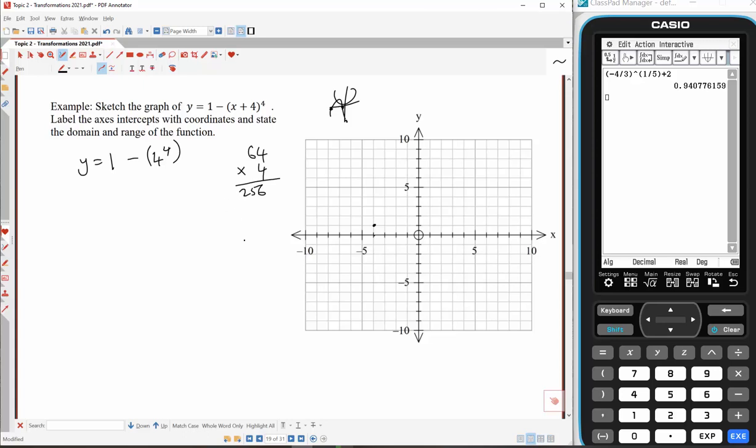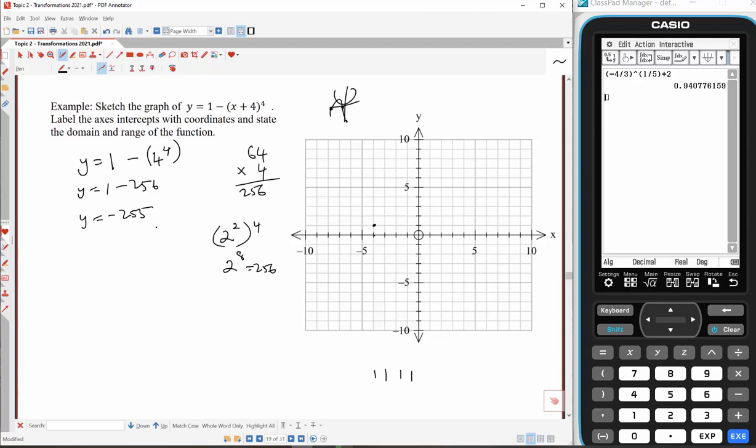Another one is rewrite 4 to the 4 as 2 squared to the 4, and then rewrite that as 2 to the 8 using the index laws. Now, 2 to the 8, well, I know that 2 to the 4 is 16, so I start counting 16, then another one is 32, then 64, then 128, then 256. So 2 to the 4 is 16, that means 2 to the 8 is 256. So this is going to be y equals 1 take 256. That's y equals negative 255. So again, it's a y-intercept that is not really plottable, even though it says it.